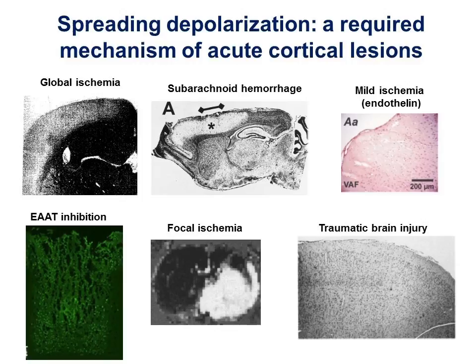And it's been shown by a variety of labs over a series of decades that spreading depolarizations are a required mechanism of acute lesion development, and that they play a causal role rather than arising simply as an epiphenomenon. And this statement appears to generalize to a wide variety of injury models, including mild ischemia, traumatic brain injury, subarachnoid hemorrhage. But the principles have been best elucidated in animal models of focal and global cerebral ischemia, so that's what I'll be talking about.